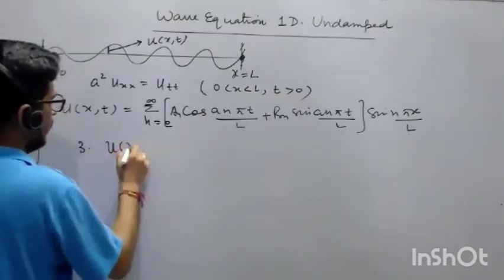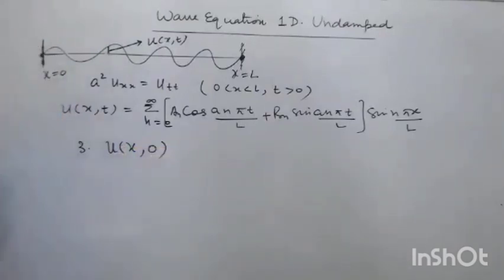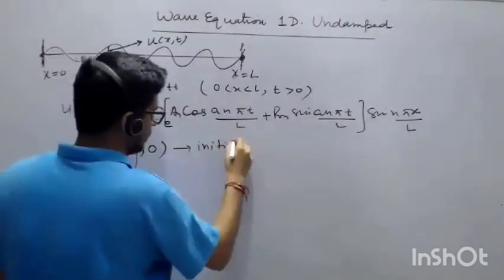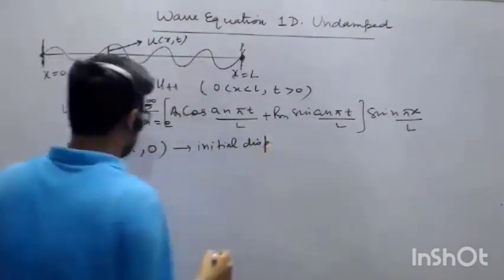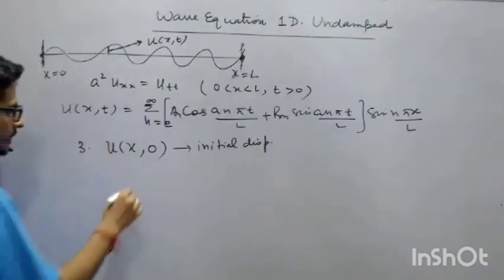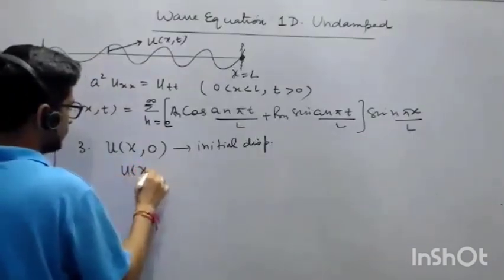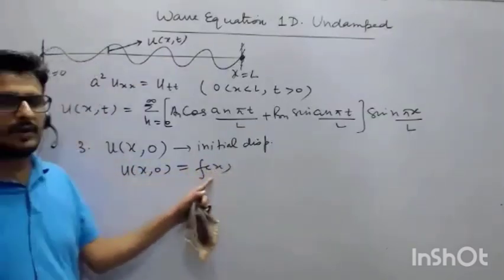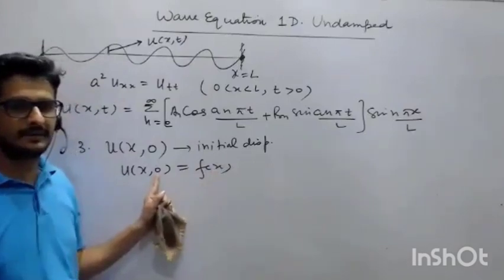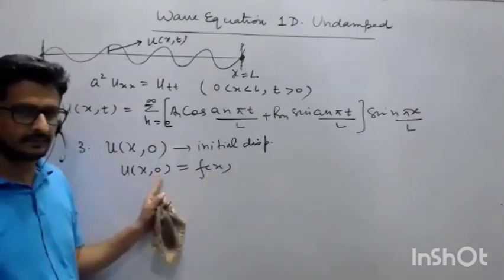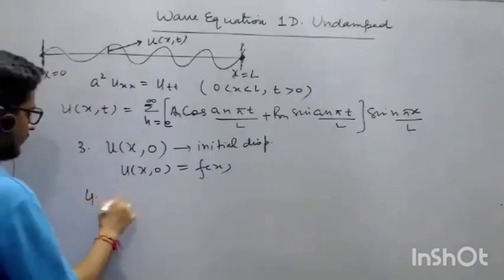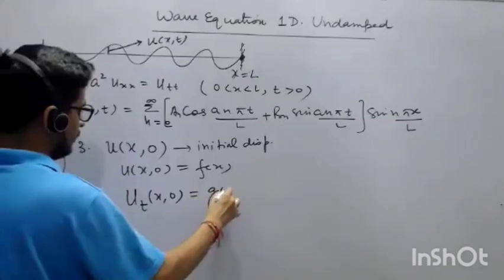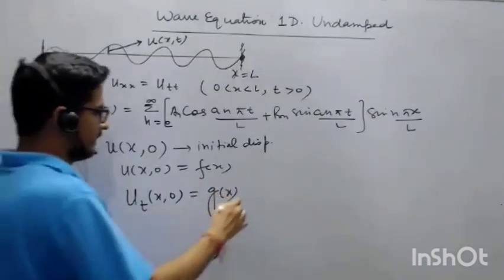Sorry, u of x comma 0. What is this? Time, initial displacement. Yes. So suppose u of x comma 0 is given, suppose some f of x, and obviously this will be only a function of x because time is 0, correct? Yes, sir. And the fourth condition will be ut of x comma 0, this is g of x. Two more conditions will be given. This is called initial velocity.